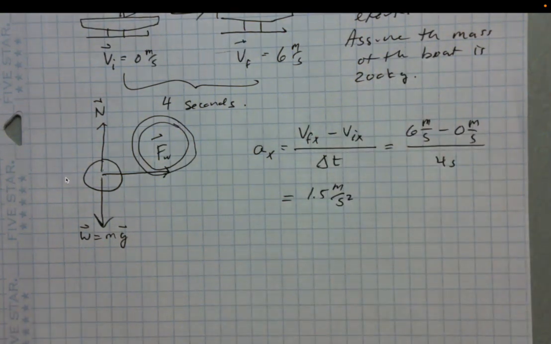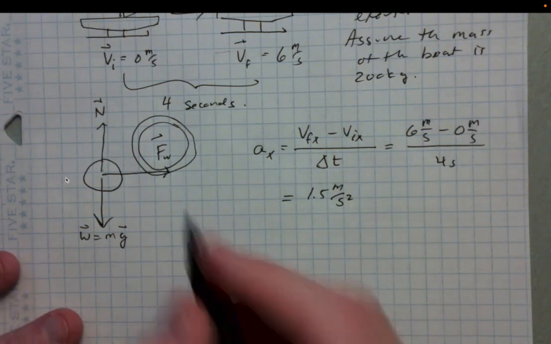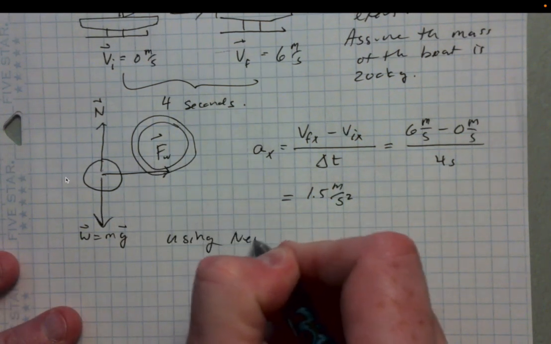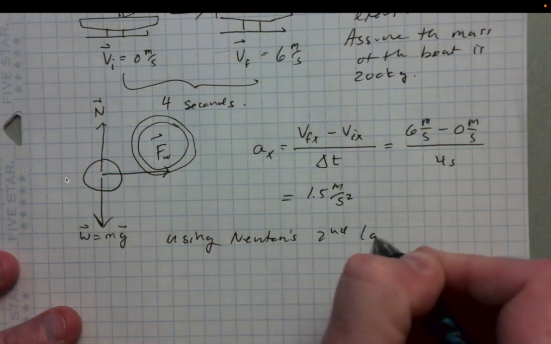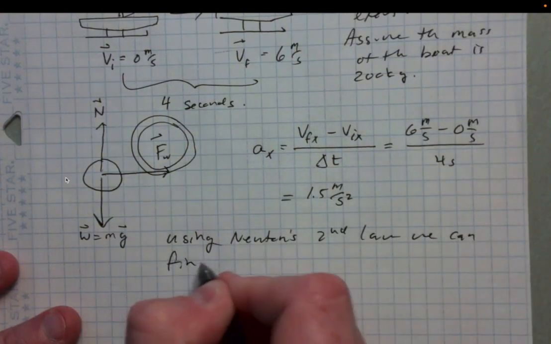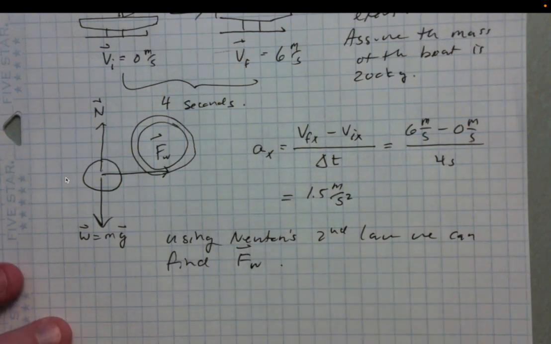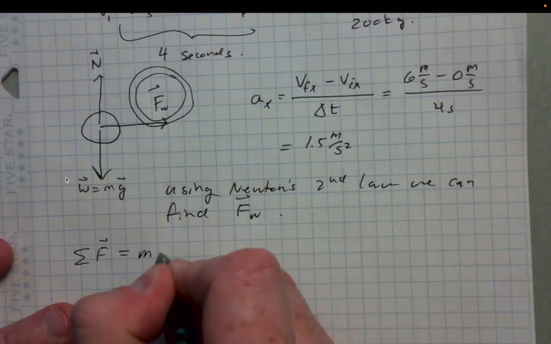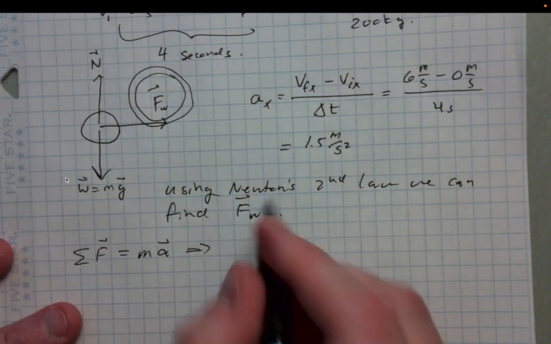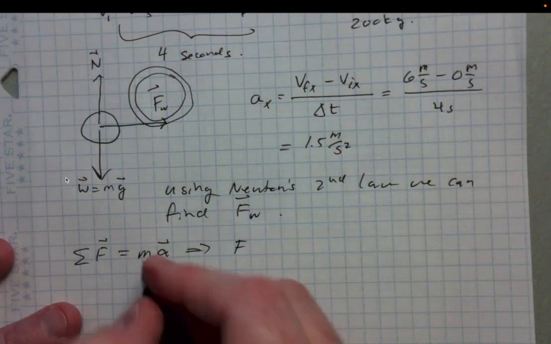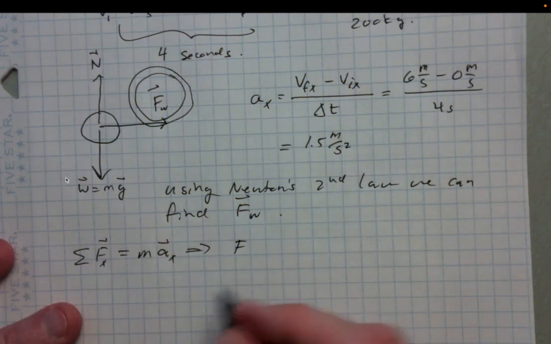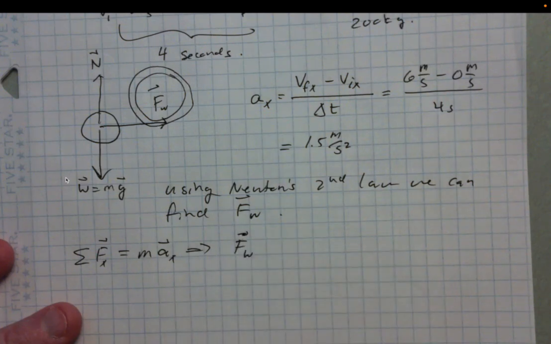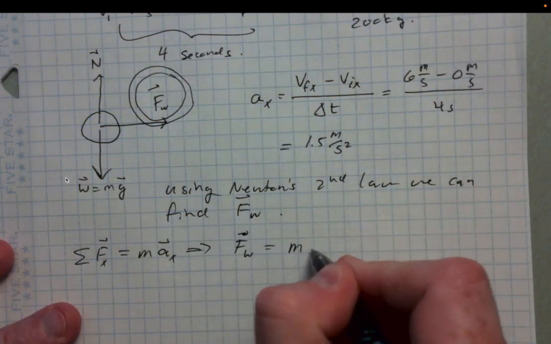Okay, so we know the acceleration of the boat, we know the mass of the boat, and so using Newton's second law, we can find F_W. The sum of the forces is equal to the mass of the thing times the acceleration. Again, the sum of the forces in the x direction is really what we're talking about here. So the sum of the forces in the x direction is just F_W, the wind force. That's equal to the mass times the acceleration.